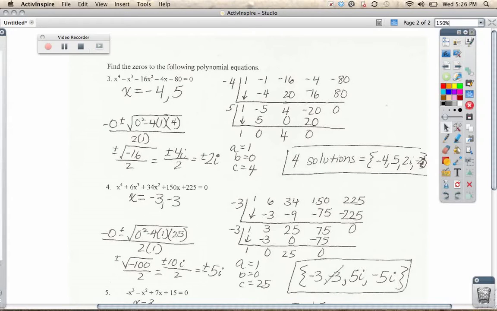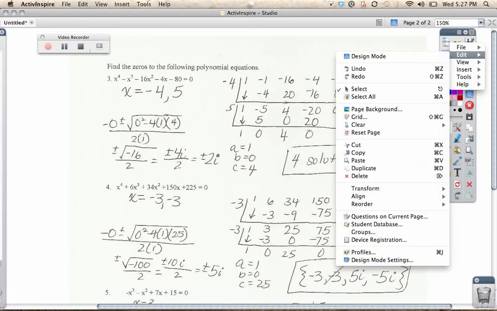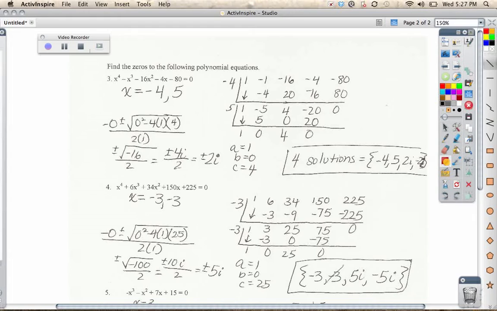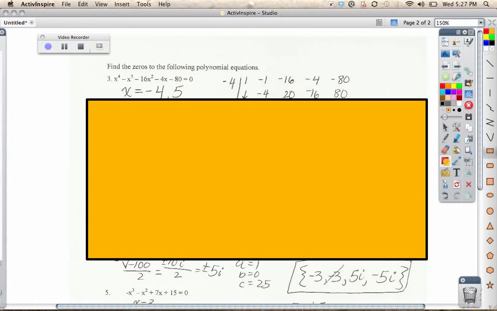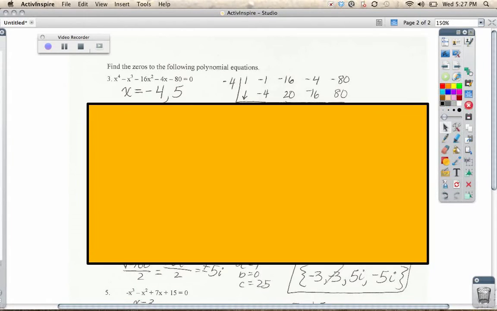Right, so page 2 of your review packet, which is finding the zeros of the polynomial equation. We went over this today in class, and we're going to go over it as well together right now. So to start with, let's take a look at how we find the zeros of a polynomial function. We initially find the zeros first by graphing this on our graphing calculator.